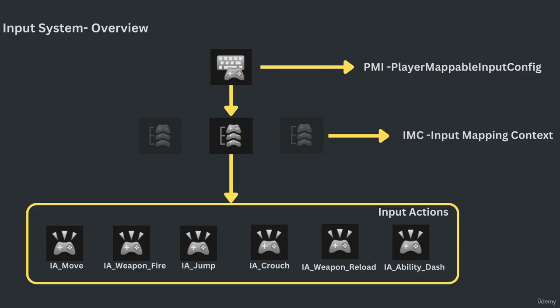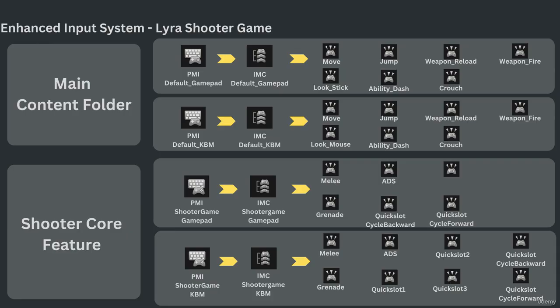Let us see how the enhanced input is configured for the shooter game in Lyra. The enhanced input configurations can be added at the main content level and also additionally to all the game feature plugins you keep adding to your game project whenever you release an update to your game. Let us consider the Lyra shooter game and see how the enhanced input plugin is configured.